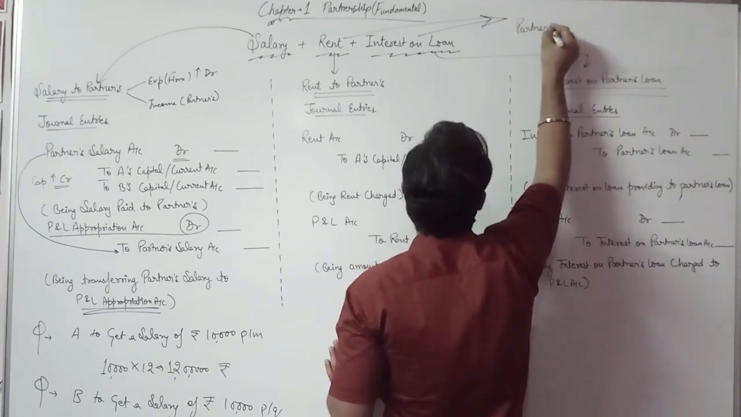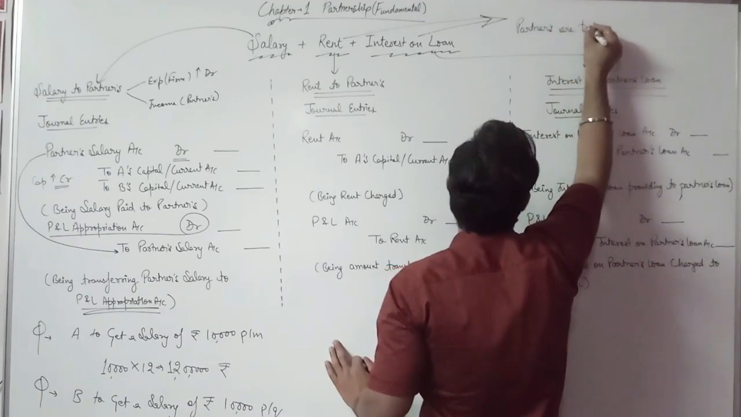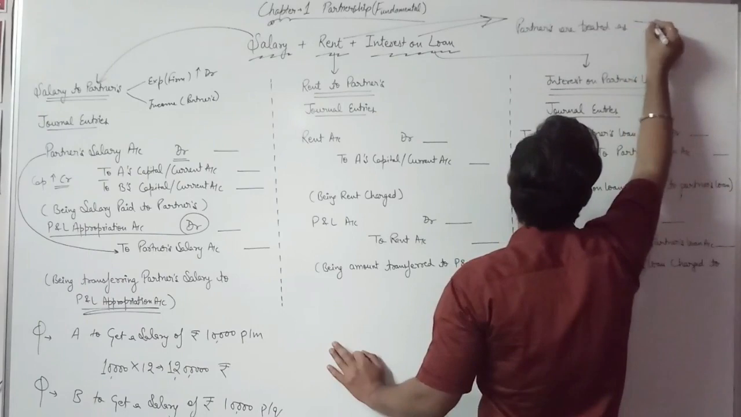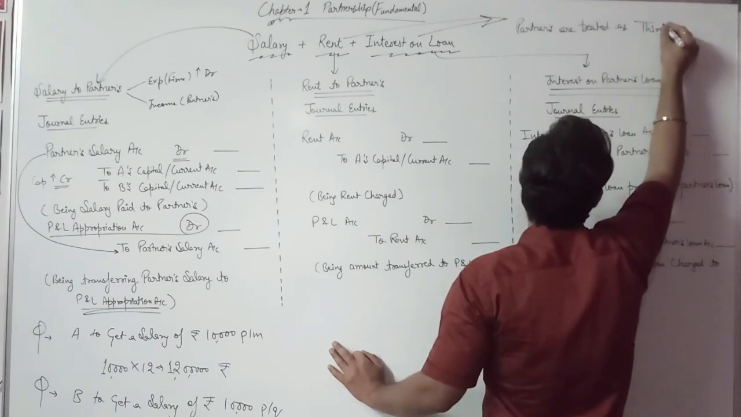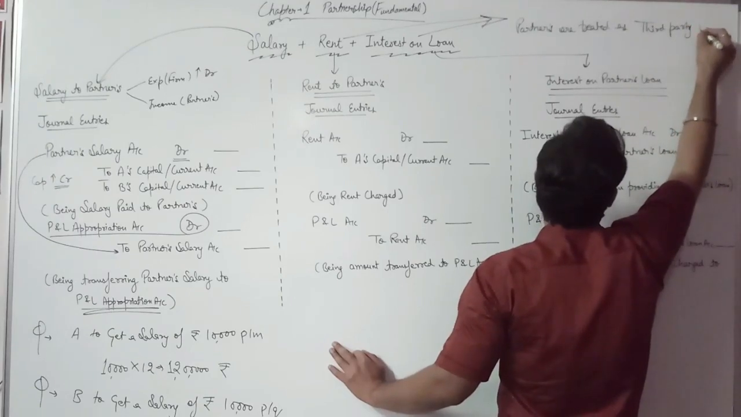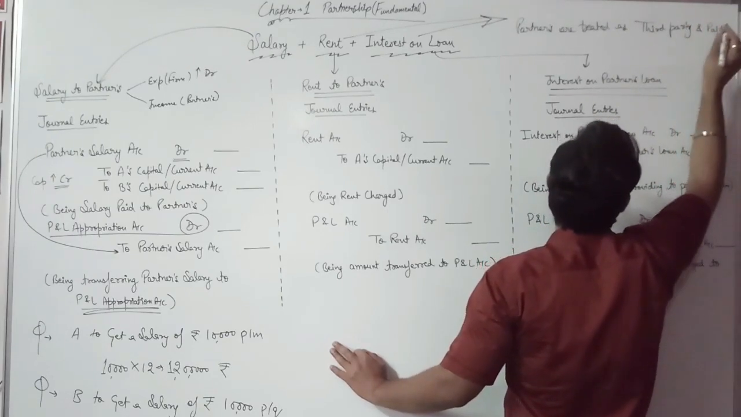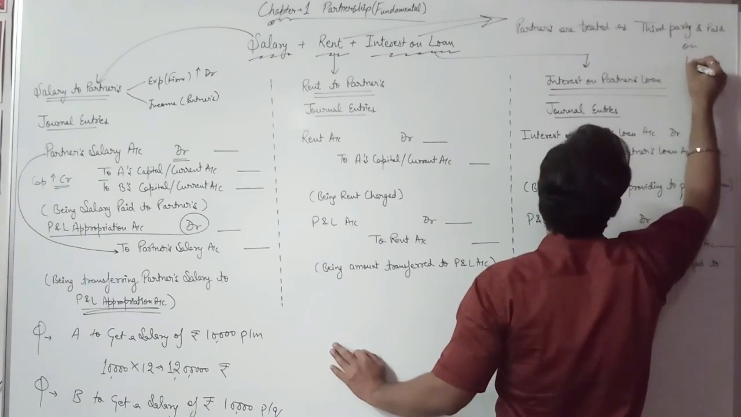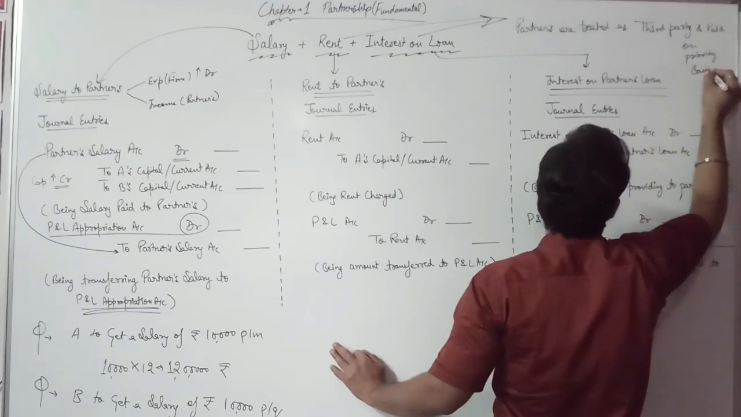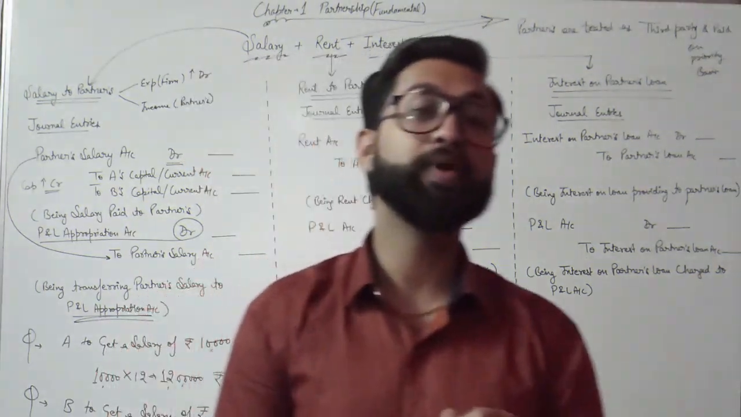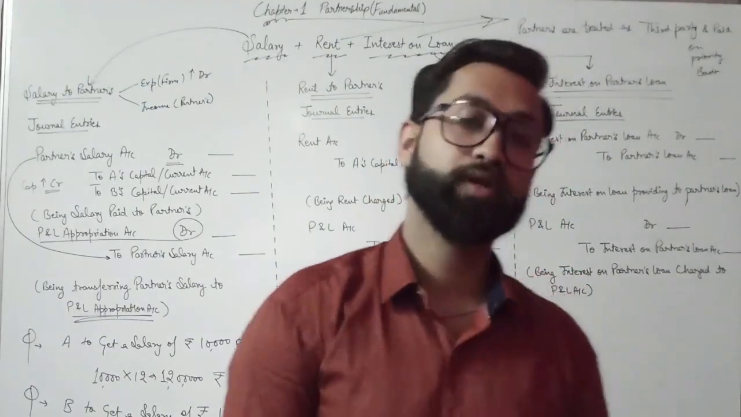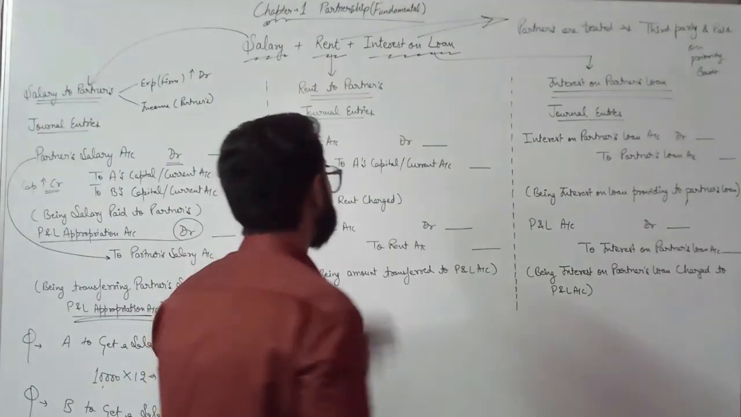partners are treated as third party and paid on priority basis. Therefore, their expenses will not be transferred to profit and loss appropriation, rather they will be transferred to profit and loss account.